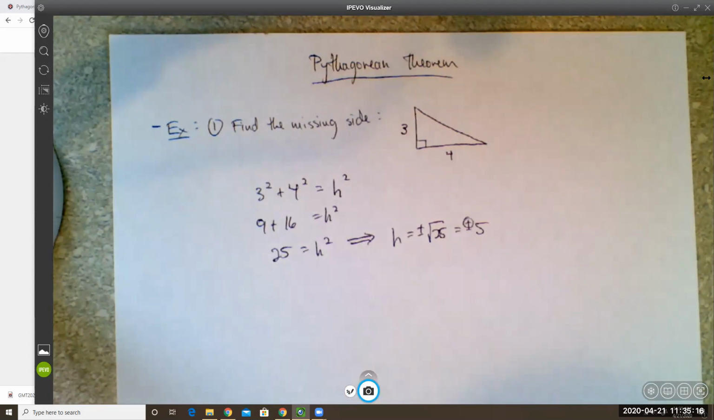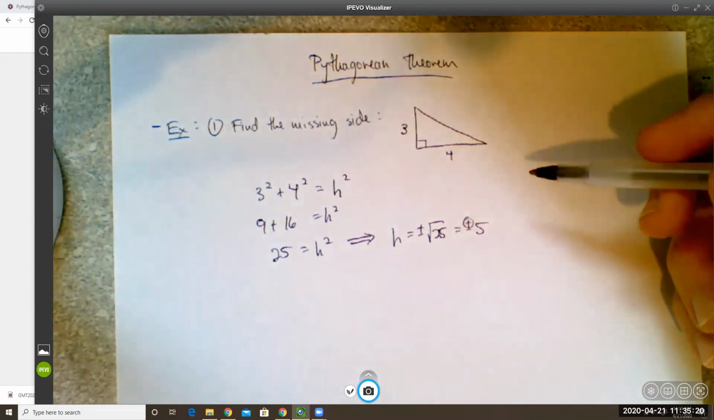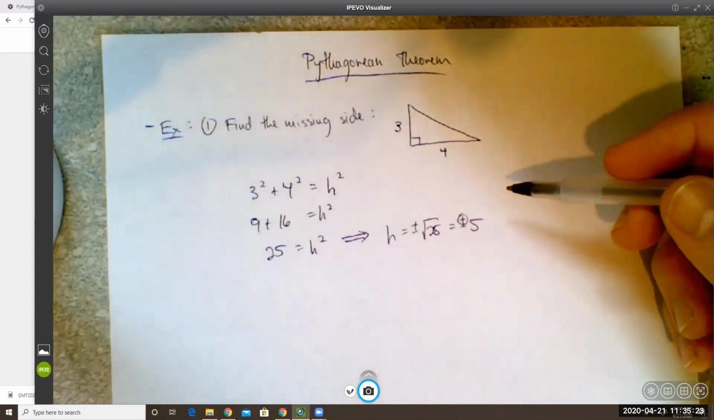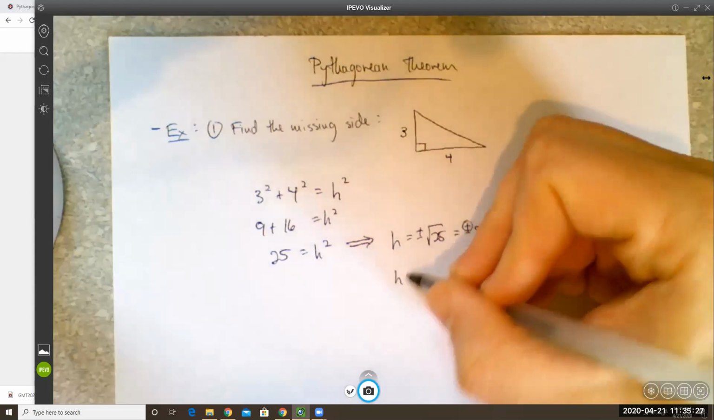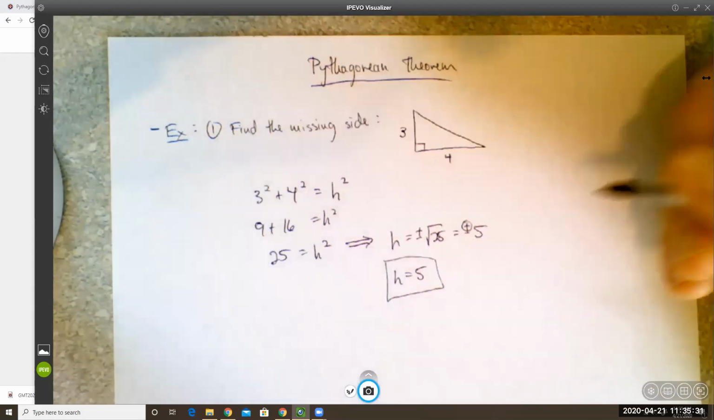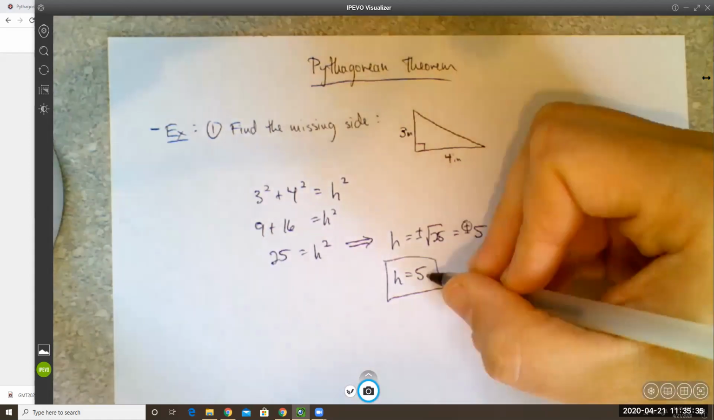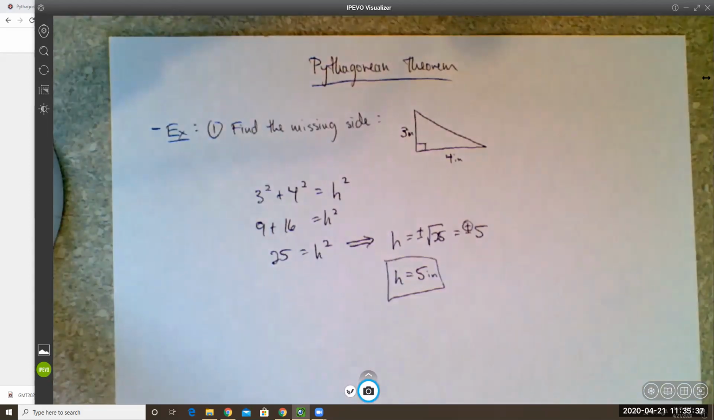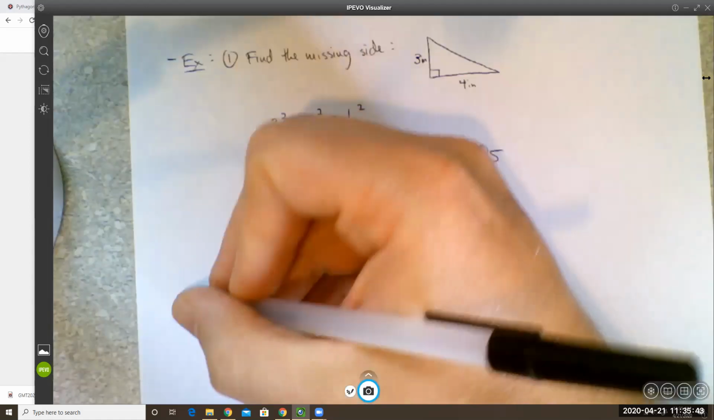in geometry we're usually dealing with positive values because we're talking about a side length and it doesn't make sense to say that something is negative 5 inches long, right? So in this case we'd say h equals 5. I didn't give us any units. If these were inches, then h would be 5 inches, right? Okay, so there's that one. Pretty straightforward. Let me give you another one.